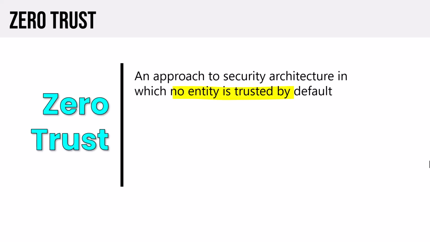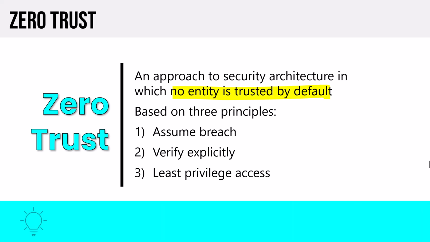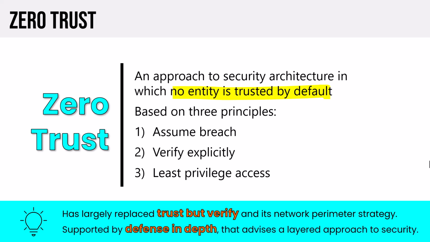Zero trust is called out in great detail in section 1.2 on the syllabus. So zero trust is an approach to security architecture in which no entity is trusted by default. And zero trust is based on three principles: assume breach, verify explicitly, and least privilege access. Zero Trust has largely replaced the old trust but verify model, which was based on a network perimeter strategy, where everything inside the perimeter was automatically trusted, and it's supported by Defense in Depth that advises a layered approach to security.